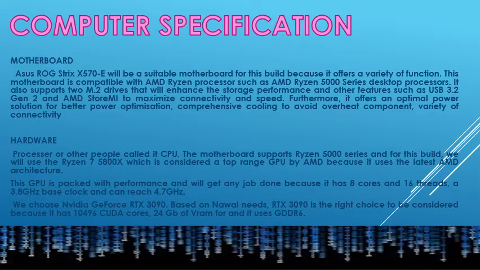After the CPU, we need a powerful graphics card that can handle heavy rendering, and we choose the NVIDIA GeForce RTX 3090. Based on Nawal's needs, the RTX 3090 is the right choice to be considered because it has 10496 CUDA cores, 24GB of RAM and it uses GDDR6. Based on the GPU specification, the NVIDIA GeForce RTX 3090 can render a video up to 8K resolution without any problem.